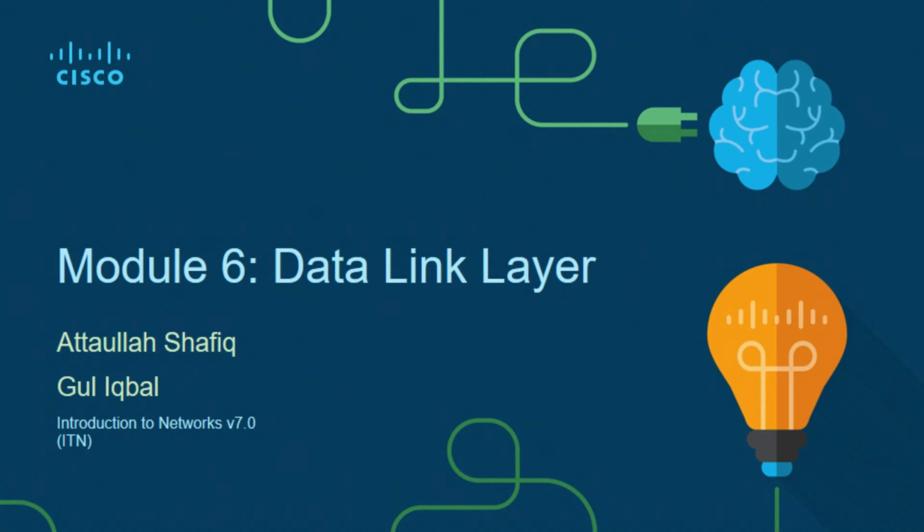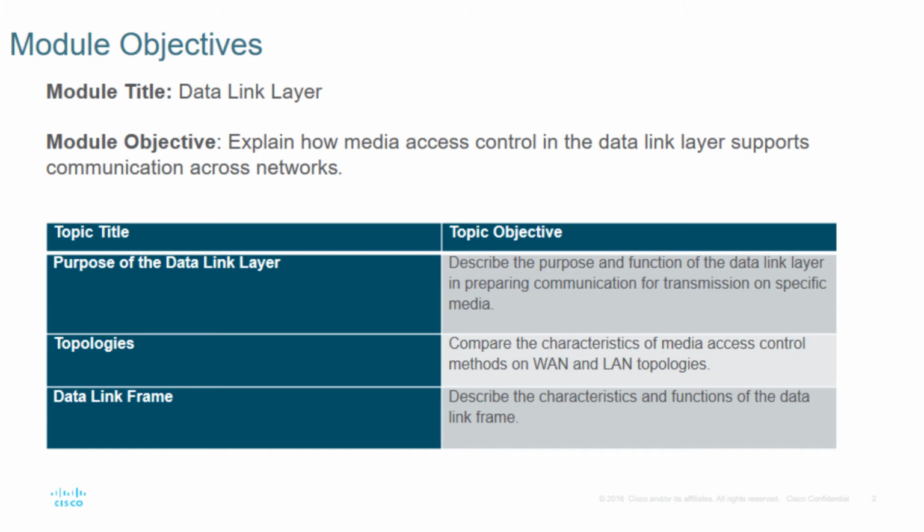Welcome to Module 6 Data Link Layer. In this module, I will explain how media access control in the data link layer supports communication across networks. Basically, every network has physical components and media connecting the components, and different types of media need different information about the data in order to accept it and move it across the physical network.